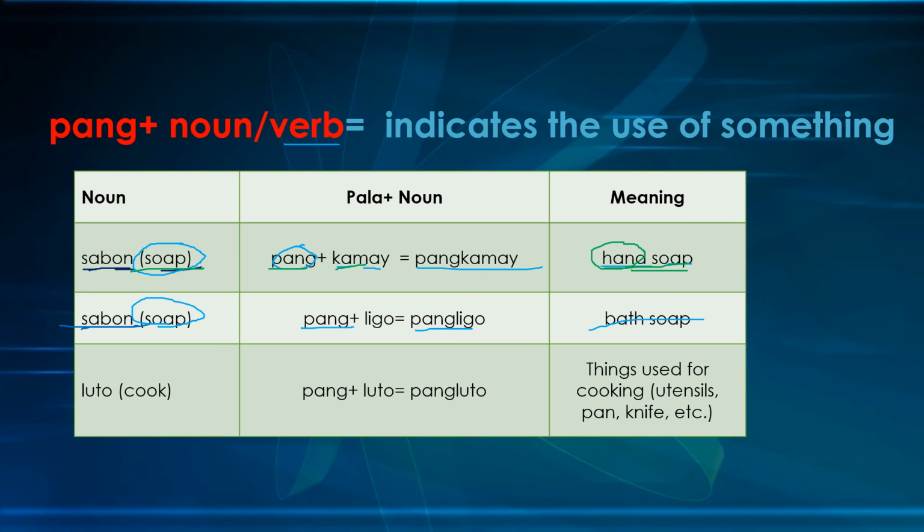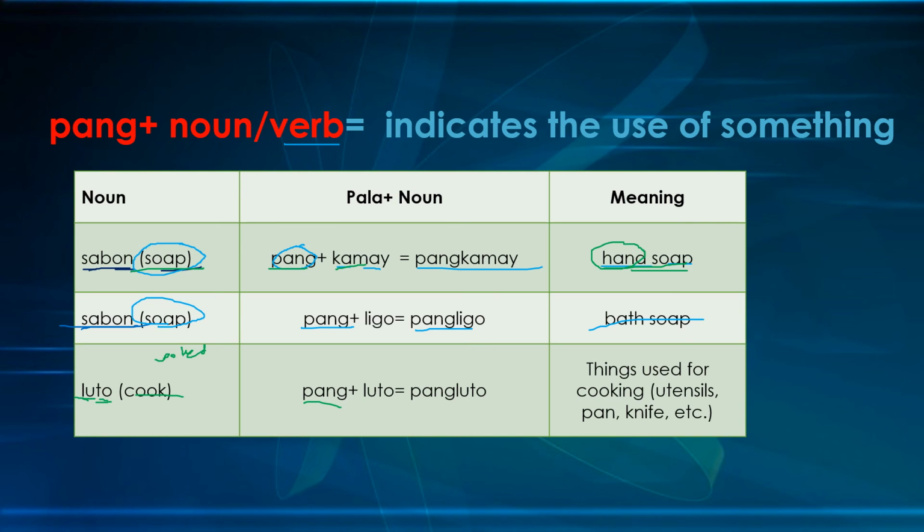Next is luto. Luto. And it means cook. Again, can you still remember what the meaning of luto is? Luto. Right, that's cooked with ed at the end, cooked. But if we pronounce it like luto, it's cook. That's correct. So if we put pang at the beginning, pangluto.